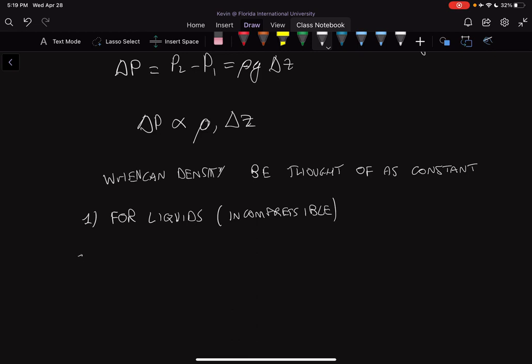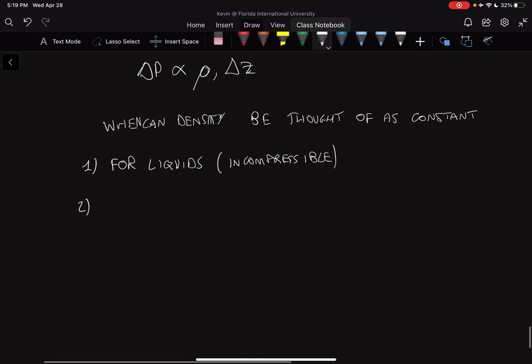Okay? Now, you can assume that the density is also constant for gases if delta Z is small. So let's say you're looking at the density in a gas inside a room. Let's say we have air inside a room. If you're looking at the density of air next to the ceiling or next to the floor, inside a room, the density of that air is usually going to be very similar.